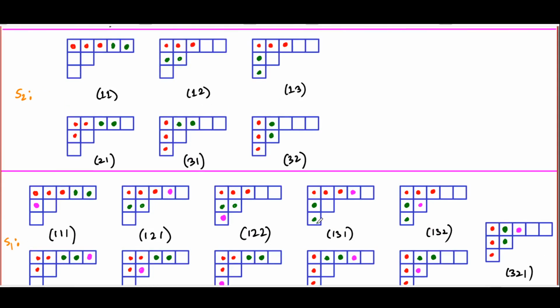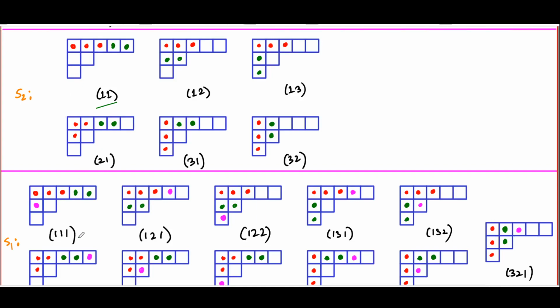So let's look at S2. This had 6 possibilities. For 1, 1, I can only put in the next dot, the purple dot, in one location and one location only. I can put it just here. That is, I can lead to this. There is no other possibility. I cannot put the purple dot here because that will not give you a legitimate Young diagram. You will have more dots in the third row than you have in the second. So 1, 1 only gives you 1 more.